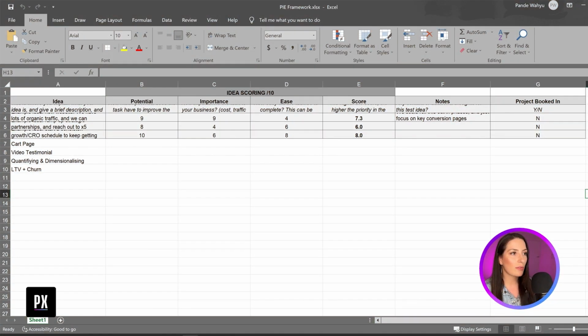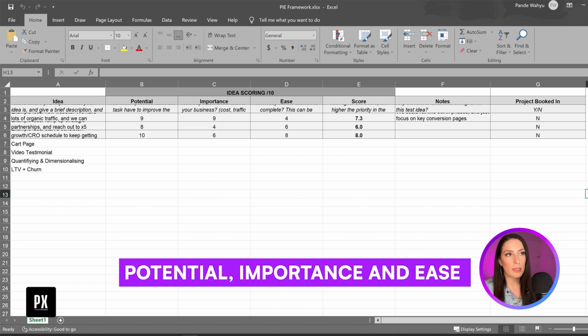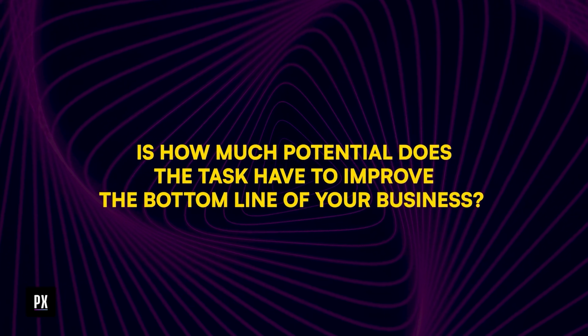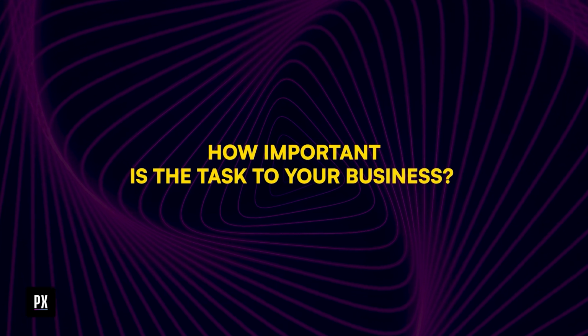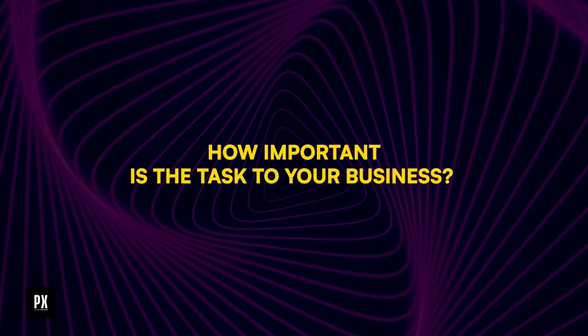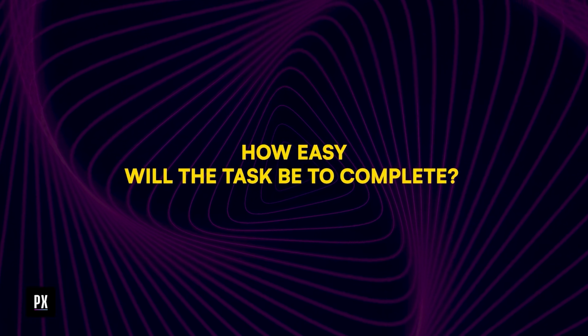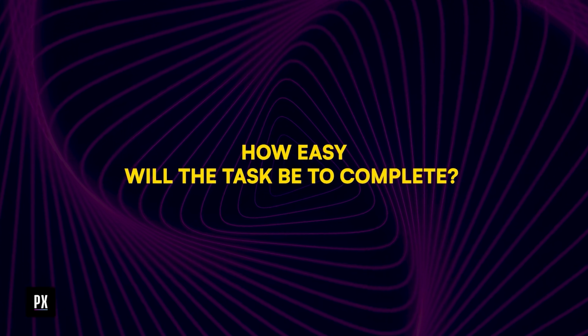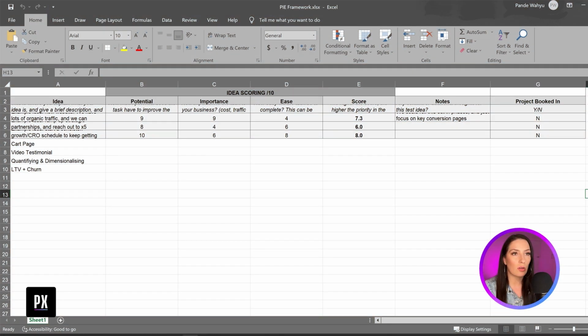Okay, so once you have all of your ideas down into proper hypotheses, then you can score them: potential, importance, and ease. Potential is how much potential does the task have to improve the bottom line of your business. Importance is how important is the task to your business: cost, traffic, volume, ROI. And then ease, how easy will the task be to complete? And this can be complexity wise or time based, technical or political. And then the higher the score, the higher the priority in the testing schedule. And that's just a really easy way to prioritize these things.